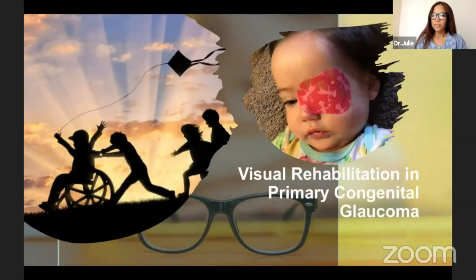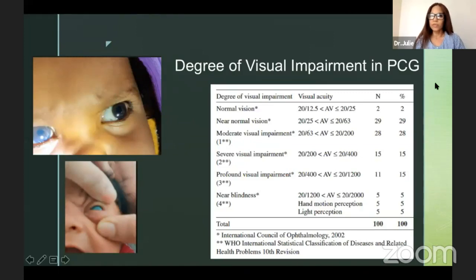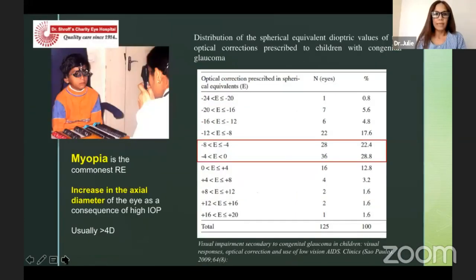So visual rehabilitation in primary congenital glaucoma is one of the most important parts of management. We know that the children with PCG may have moderate to severe visual impairment. Myopia is the commonest refractive error that is seen. That is because of the increase in axial diameter of the eye as a consequence of high intraocular pressure.